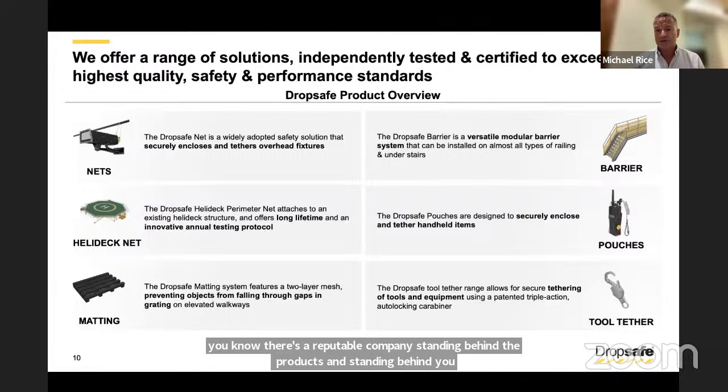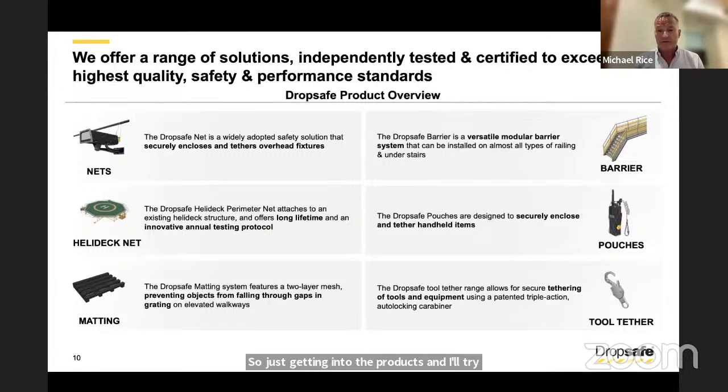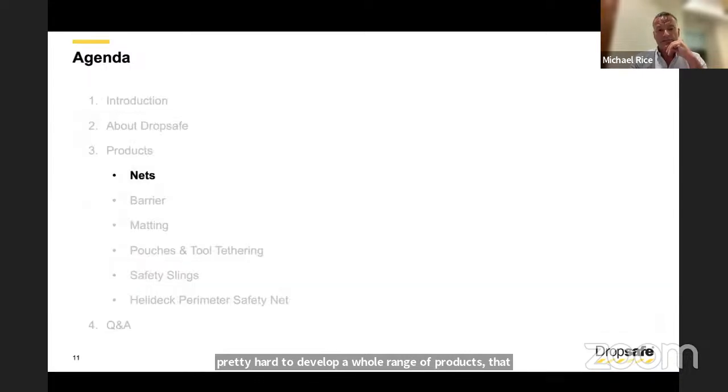So just getting into the products, and I'll try to make this fairly brief. I know it's late in the evening for many people. So we started off, as I mentioned earlier, designing a product range, which are now known as the Dropsafe nets. We innovated that product solution, as I said, 15 years ago. And certainly we believe we've got the highest quality product in the market. But over the last, let's say, 7 to 8 years, we've worked pretty hard to develop a whole range of products that can help to prevent dropped objects. And I'll get into these in a little bit more detail.